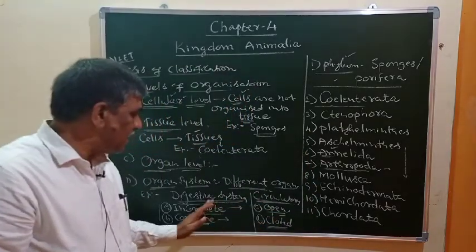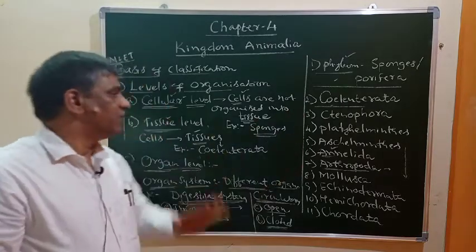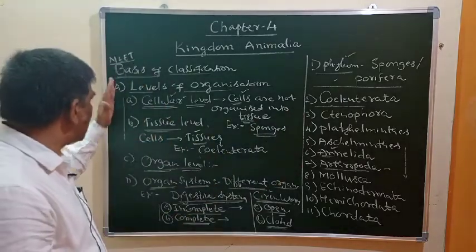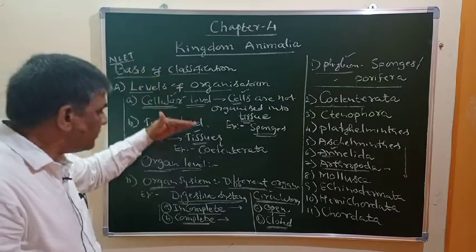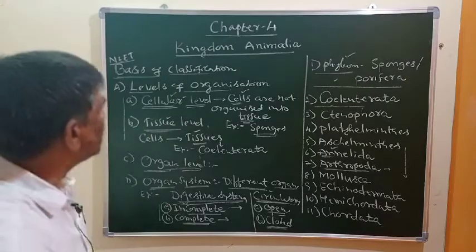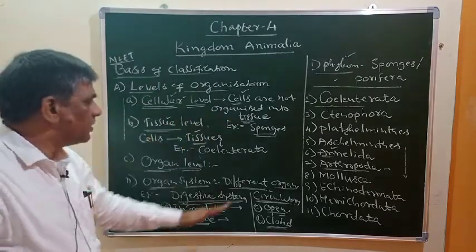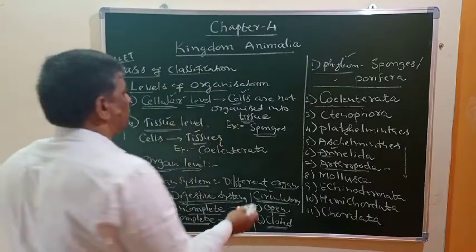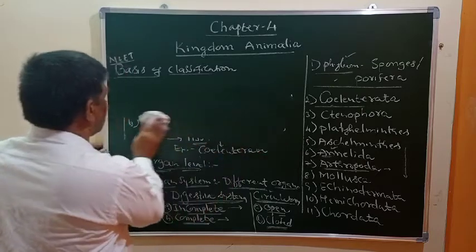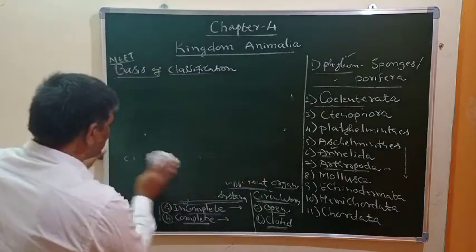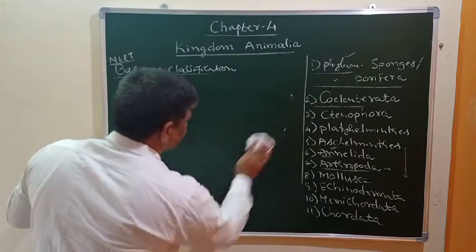With this we can understand that within the organ system there are so many differences among the different groups of animals. So this is one basis, levels of organization, which is very important from the point of view of examination. In the NEET examination they may ask a question regarding these things also, so please concentrate on all these. Now let us move to the next one, that is symmetry.